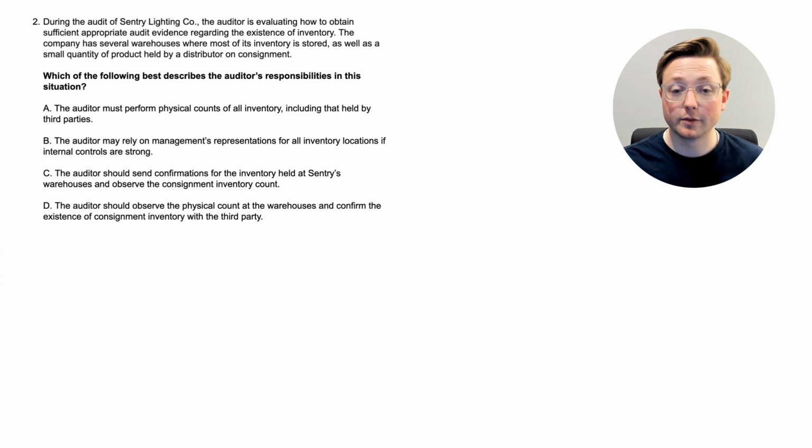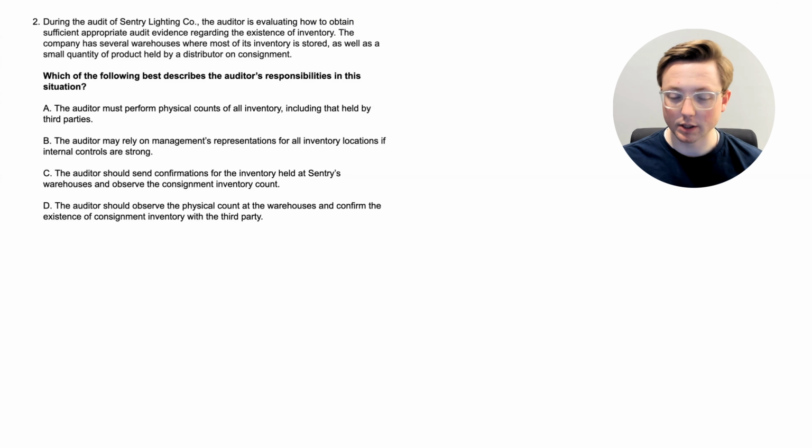Option A, the auditor must perform physical counts of all inventory, including that held by third parties. Option B, the auditor may rely on management's representations for all inventory locations if internal controls are strong. Option C, the auditor should send confirmations for the inventory held at Century's warehouses and observe the consignment inventory count. Or option D, the auditor should observe the physical count at the warehouses and confirm the existence of consignment inventory with a third party.